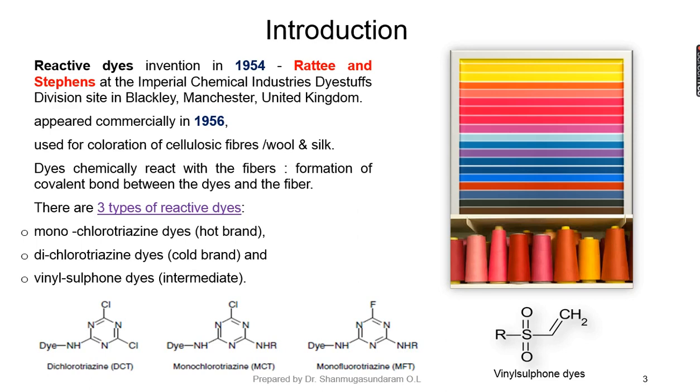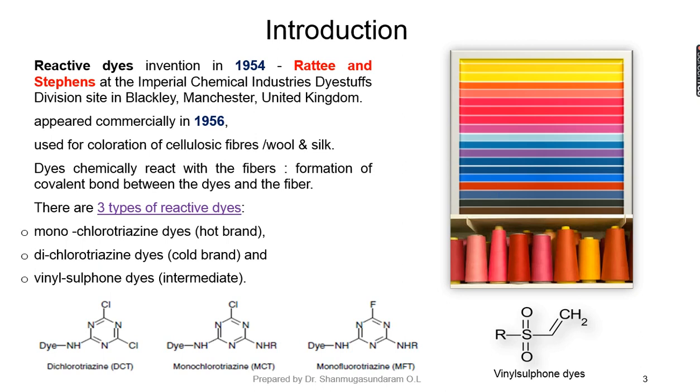Reactive dyes were invented in the year 1954 by Rattee and Stephens at the Imperial Chemical Industries Dyestuff Division in the United Kingdom. These dyes appeared commercially in the year 1956. Reactive dyes can be used to dye cellulosic materials as well as wool and silk materials. Dyes chemically react with fibers, forming a covalent bond between the dye and the fiber.